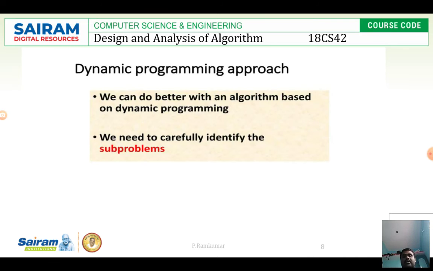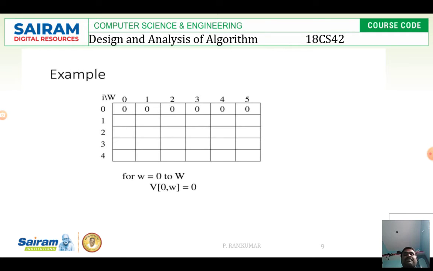Next, we can do better with an algorithm based on dynamic programming, and some sub-problems we can also use to find better solutions. Now consider this example. In this example, bag size is 5. Assume that bag size is 5 and I have 4 different objects. So if bag size is 5, then it will be from 0 to 5, and 4 different objects means from 0 to 4, along with the 0 I have to take. Now I have to fill up this table.